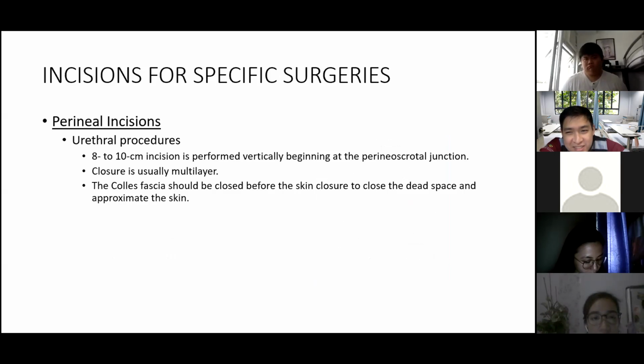For urethral procedures under perineal incisions, it is usually an 8 to 10 cm incision performed vertically beginning at the perineal scrotal junction. The closure is usually multi-layered depending on the extent of dissection and mobilization. The colles fascia should be closed before the skin closure to close the dead space and approximate the skin.